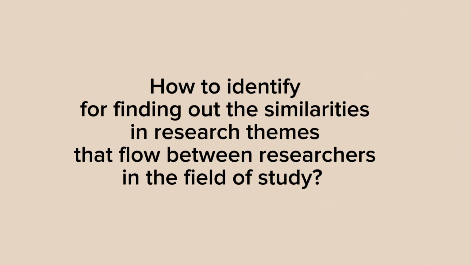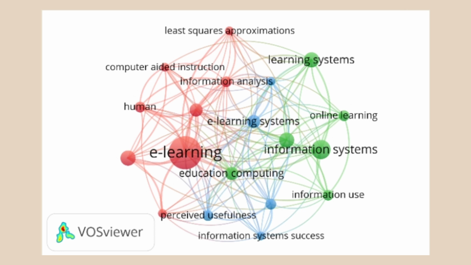Fifth, how to identify the similarities in research themes that flow between researchers in the field of study. From the picture, we can see that these are the themes that most researchers use, such as e-learning and learning systems. We use keyword analysis to decide the themes of e-learning research. The Delone and McLean Information System Success Model is a model that is widely used by researchers.